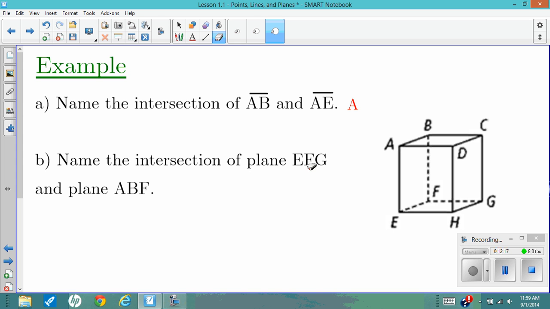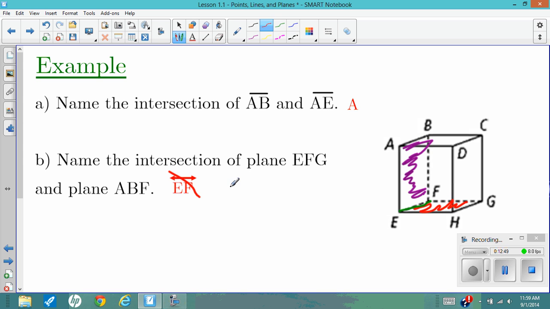And the intersection of plane EFG and ABF, if it's hard to see, sometimes I like to color them in. EFG is this plane, the bottom of that box, and ABF is this side of the box. So we can see that those 2 planes intersect right here at segment EF. And I actually labeled it wrong. It shouldn't be line EF, it should be segment EF. So I'll correct my mistake. And now we have a correct answer, segment EF, because it doesn't go on forever.